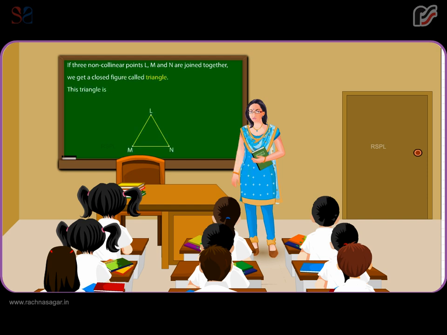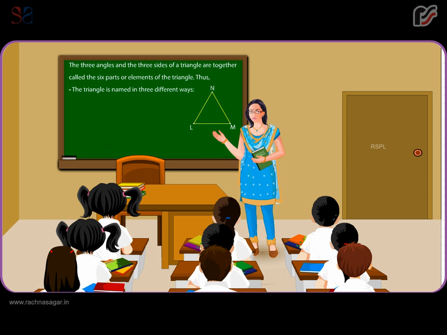This triangle is named triangle LMN with its sides as LM, MN, and NL, and 3 vertices as L, M, and N. The 3 angles named as angle LMN, angle MNL, and angle NLM are the angles of the triangle. 3 angles are denoted by angle M, angle N, and angle L respectively. The 3 angles and the 3 sides of a triangle are together called the 6 parts or elements of the triangle. Thus, the triangle is named in 3 different ways: triangle LMN, triangle MNL, triangle NLM.